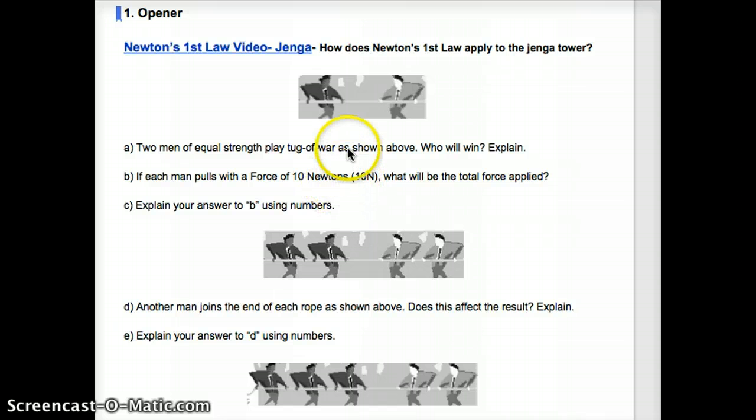So here we have two men of equal strength playing tug-of-war. Who will win? Remember, this man's pulling this way, the second man's pulling to the right. And if they're each pulling with 10 newtons of force, a newton is the unit that we use to describe force, what's the total force applied to the object, or to the rope, or the net force?